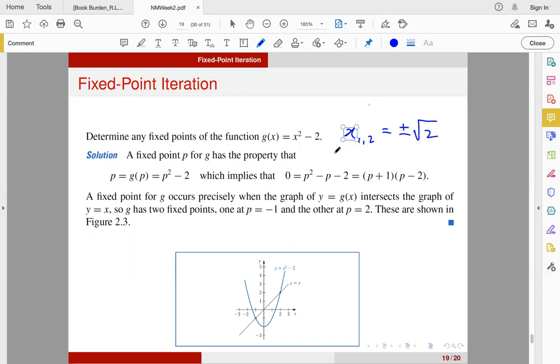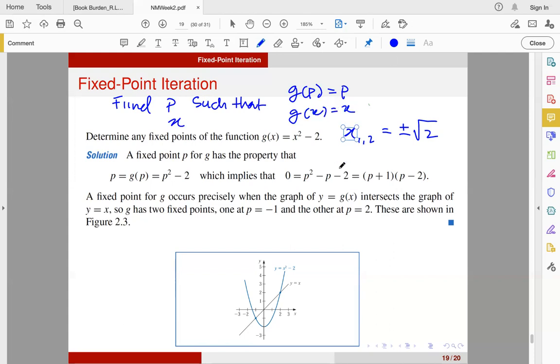Plus minus akar 2 adalah root of this function. If we put plus or minus square root of 2 into this function, it will give us 0. Okay, so the problem in here is to find any fixed point. Find p such that g(p) equals p. Or if you change p into x, find x such that g(x) equals x.